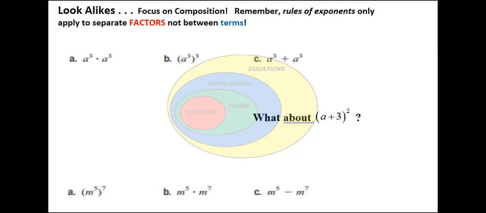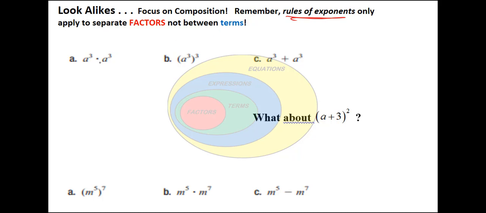All right. When we do lookalikes, the focus should be on composition. So we now know these rules for exponents, but how do we know when to apply them? We have to recognize composition first. That's why it's so important. So remember, the rules of exponents only apply to separate factors, not between terms. So we have to make sure we have the situation.